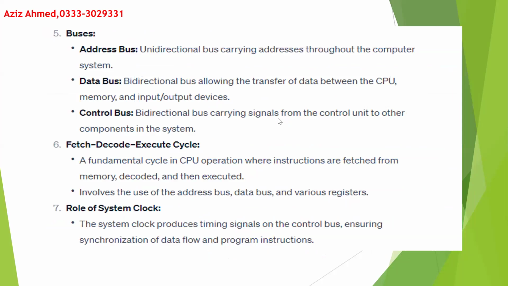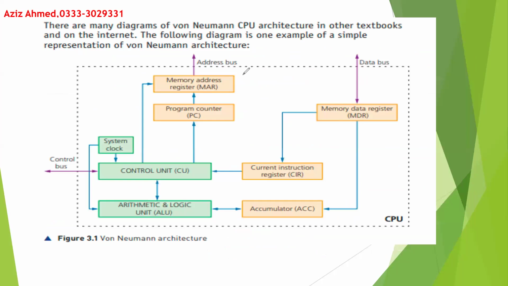Here you can see buses. Here, this is the address bus, data bus, and control bus. Buses are electrical parts. There are three types of buses. Address bus holds the address of data. Data bus holds data itself, and control bus holds signals. What do we say? Control signals, sent to other parts of the computer by the CPU.